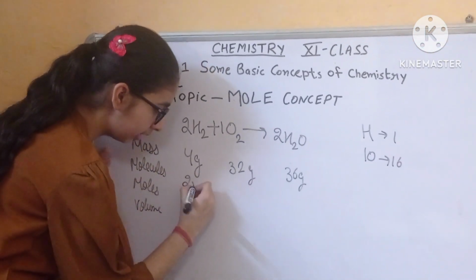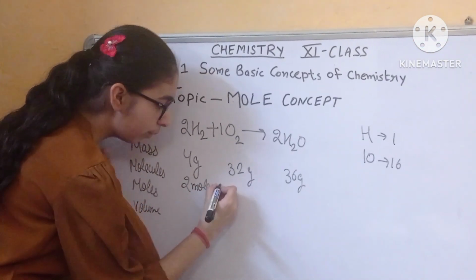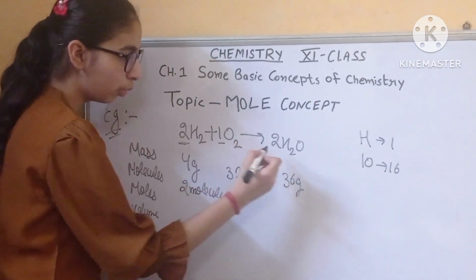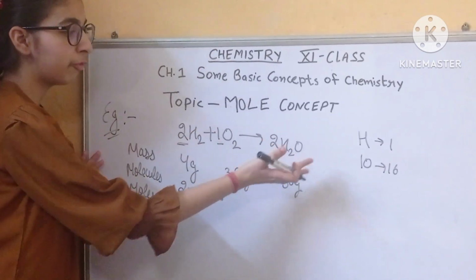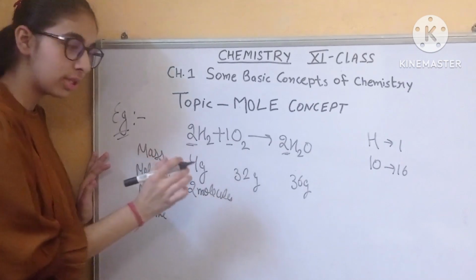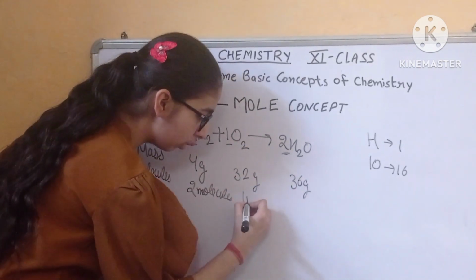Now, according to molecules, how many molecules are there? For molecules and moles, we see the number before the compound: this 2, 1 and this 2. So 2 molecules of hydrogen are there, and oxygen also 1 molecule.